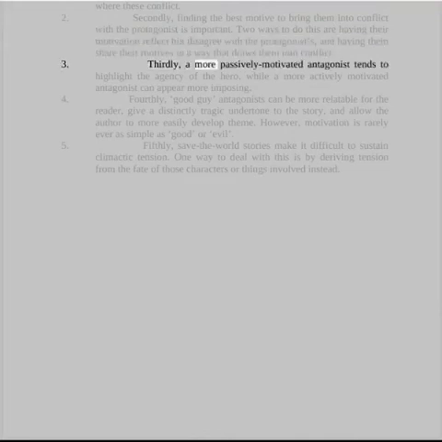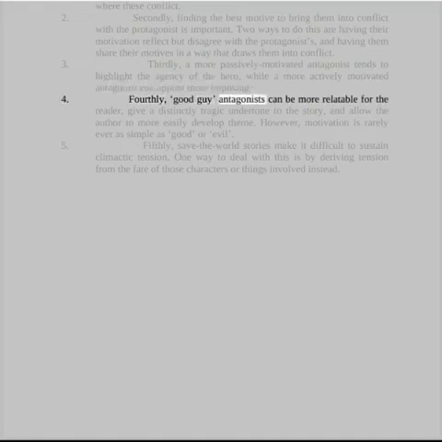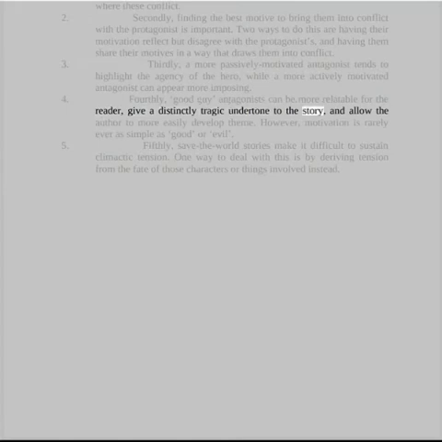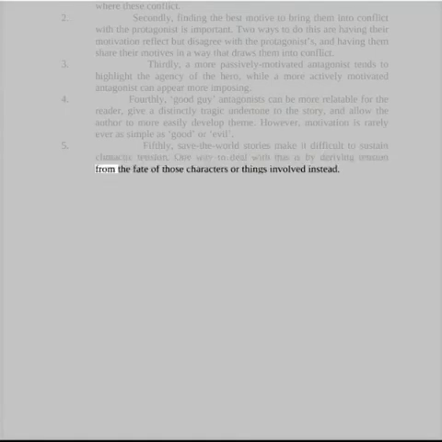3. Thirdly, a more passively motivated antagonist tends to highlight the agency of the hero, while a more actively motivated antagonist can appear more imposing. 4. Fourthly, good guy antagonists can be more relatable for the reader, give a distinctly tragic undertone to the story, and allow the author to more easily develop theme. However, motivation is rarely ever as simple as good or evil. 5. Fifthly, Save the World stories make it difficult to sustain climactic tension. One way to deal with this is by deriving tension from the fate of those characters or things involved instead.